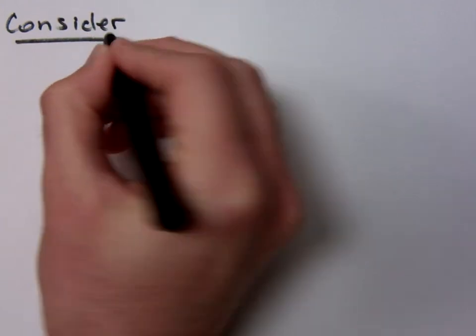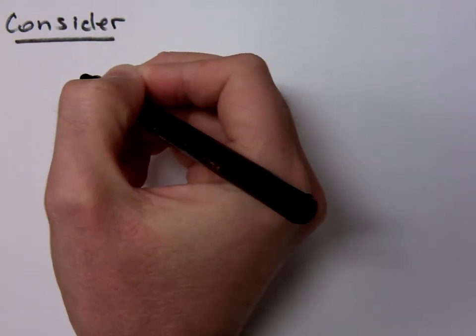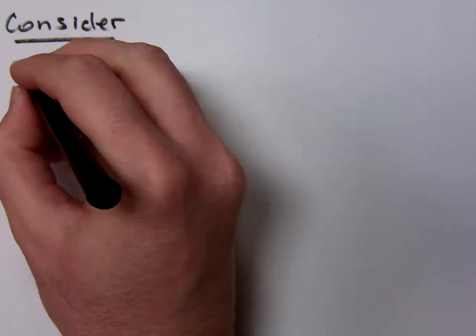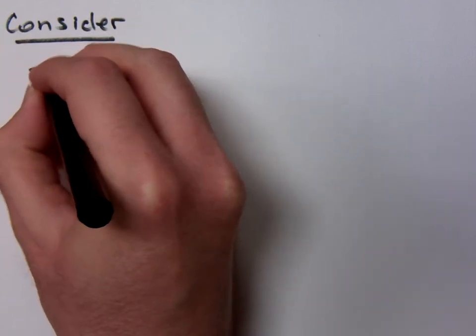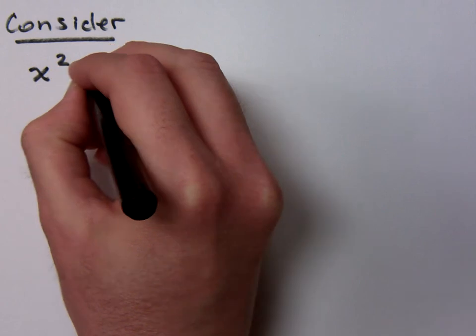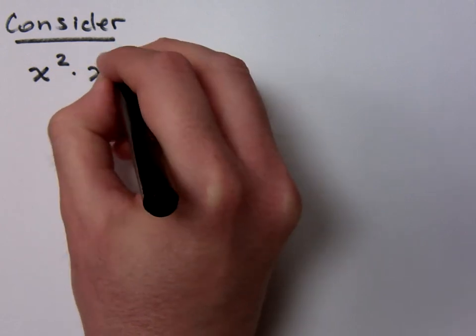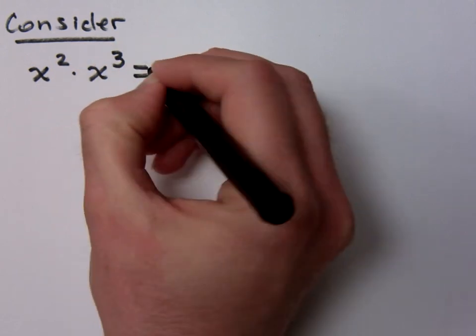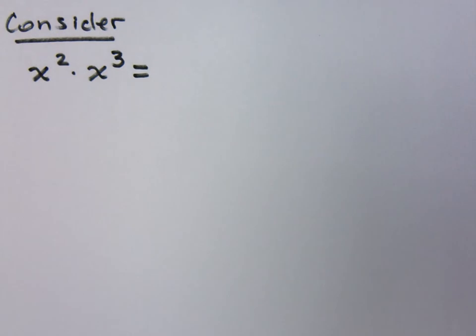So consider the following. If I have x squared times x to the third, what would you do? What's the meaning here?